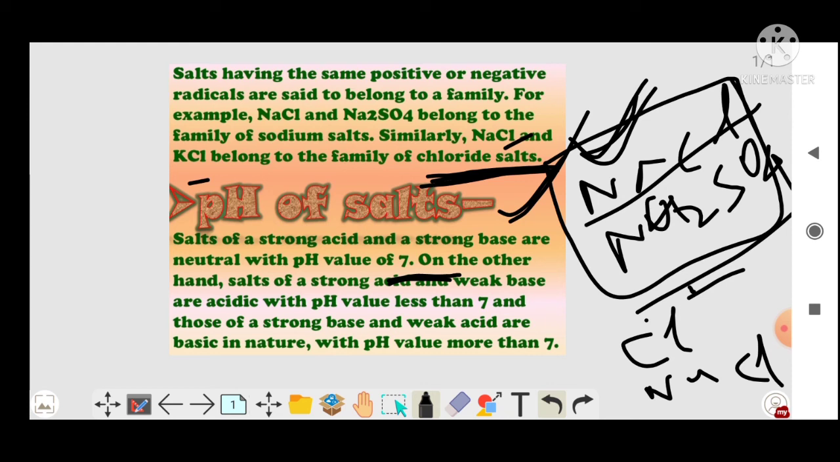जो स्ट्रॉन्ग होगा, सॉल्ट का नेचर उसके हिसाब से ही होगा. ओके, देखो यहाँ पे स्ट्रॉन्ग बेस एंड वीक एसिड से जो सॉल्ट प्रोड्यूस होगा वो बेसिक नेचर का होगा, as यहाँ पे बेस स्ट्रॉन्ग है, सो सॉल्ट जो प्रोड्यूस होगा वो बेसिक नेचर का होगा एंड उसका pH वैल्यू मोर देन 7 होगा.